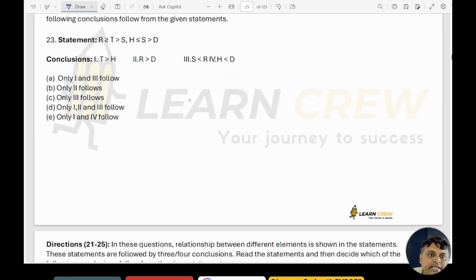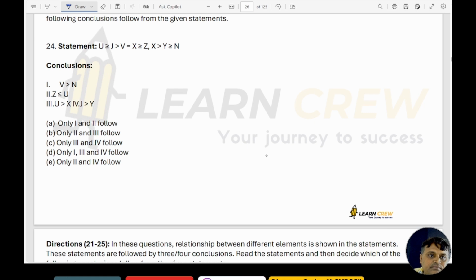Next one. T and H. T greater than S, S greater than H. So T greater than H is correct. First one correct. R greater than D. R greater than or equal to T greater than S, S greater than D. So you can say R greater than D is correct. Second one is also correct. Third one, S less than R is also correct, because R greater than S means S less than R. H less than D: between H and D, less than and greater than, two inequalities are there, so this is wrong. So answer is 1, 2, 3 follow.